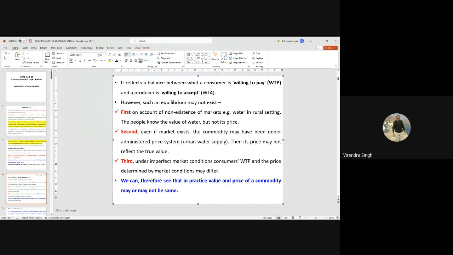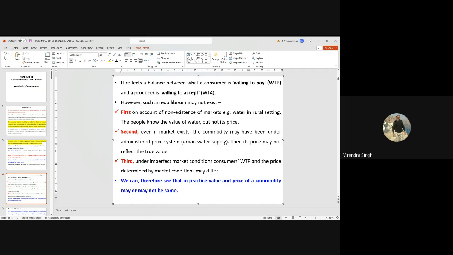People know the value of water, how important the water is, but not its price. They do not know the price, what price they are ready to pay, at what price it is available. In rural settings, it is not known. So price may not exist for such an important good without which survival is not possible. But definitely it has value.